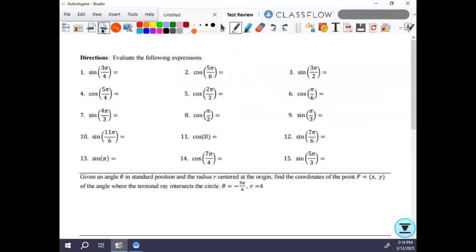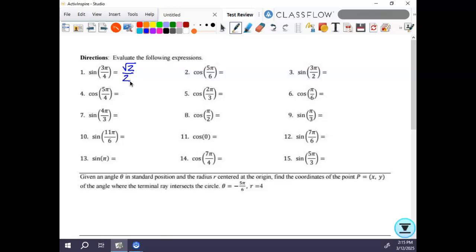All right, these are values that we should know pretty quickly, I hope. We first think about sine. So 3 pi/4 is in the second quadrant. And in the second quadrant, is sine positive or negative? Positive. So then the sine of pi/4 is square root of 2 over 2. Think about your quadrant, your sign, and then your value.